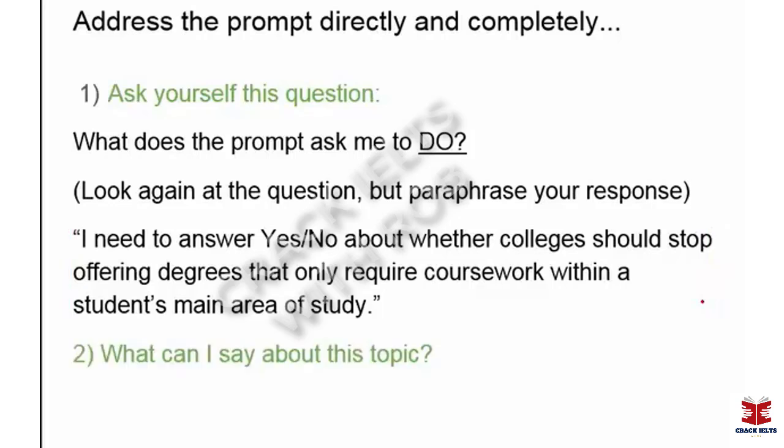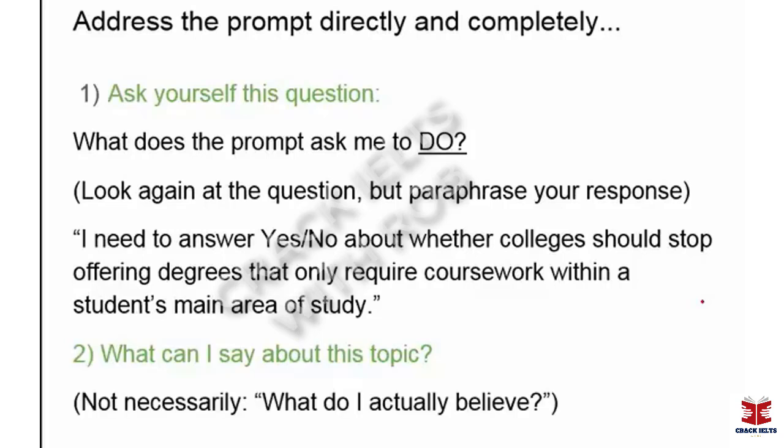What you should do next is to figure out, okay, what can I say about this topic? Do I have an opinion about this? Does it matter to me? If it does, you'll probably have an easier time with this essay. If not, then what can you say? What kind of ideas would you use in order to answer this question well?